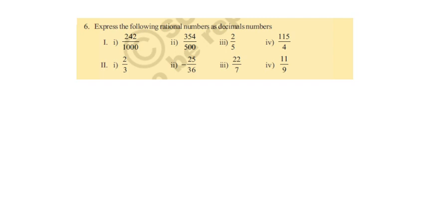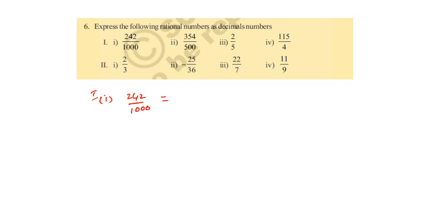That is, express the following rational numbers as decimal numbers. Okay. Now here you observe what is given. There are two parts. In the first part, first one, what is given? 242 by 1000. How do you represent this rational form in a decimal form?